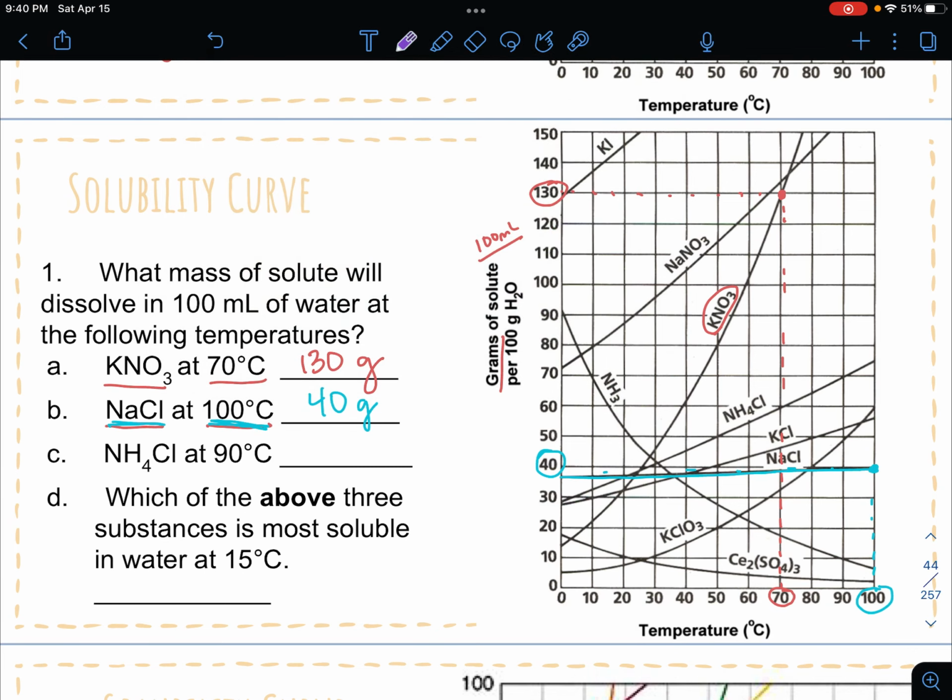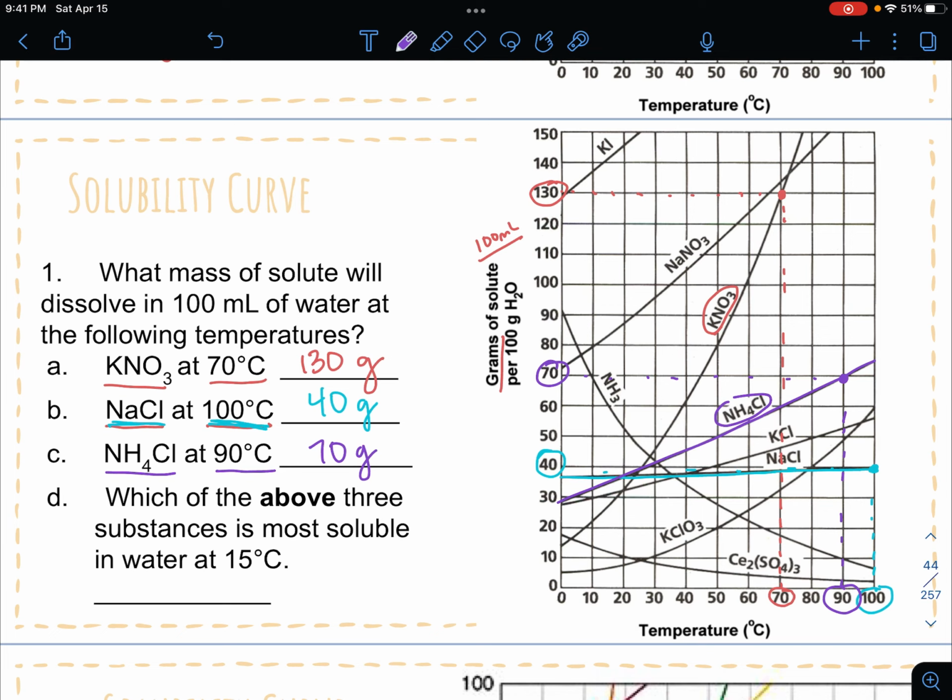Let's look at the last one. This is ammonium chloride, NH4Cl, and then 90 degrees. Let's see if we can find it, and it's right here. Sometimes it's easy if we trace that little line there. And then we're at 90 degrees. Again, we go all the way up until we intersect with that line, and then we go straight over. And we're right at 70 grams.